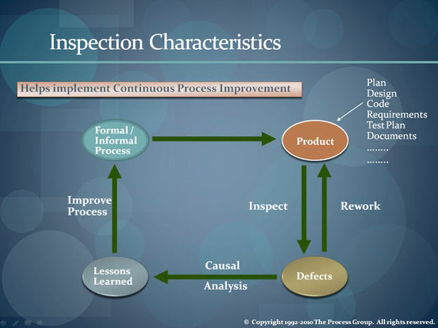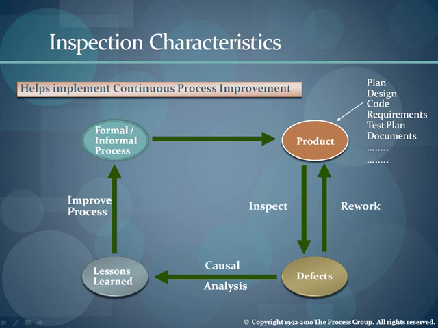How about some characteristics of inspections? On the top right is the output of a project: a plan, design, code, requirements, test plan, other documents like user guides. On the top left are the steps used to create that product. They could be formal or informal process steps you go through day by day to build those outputs. So on the right hand side we inspect, we end up with a defect list, and we do the rework.